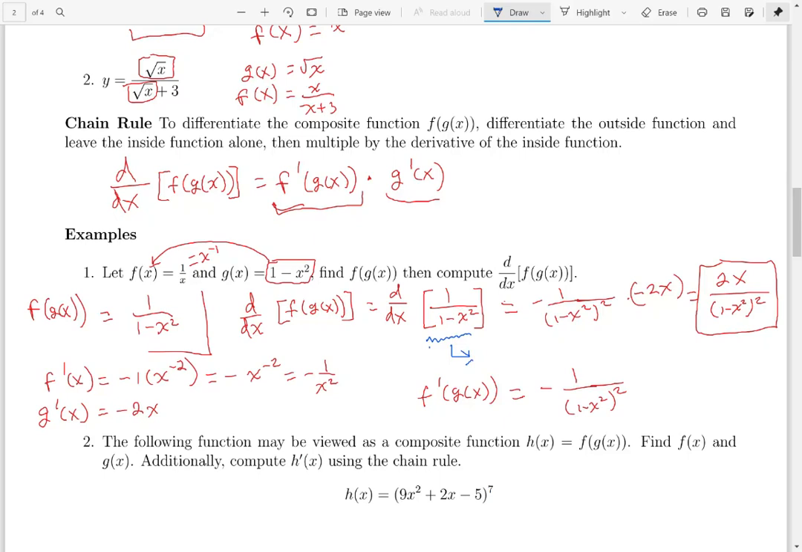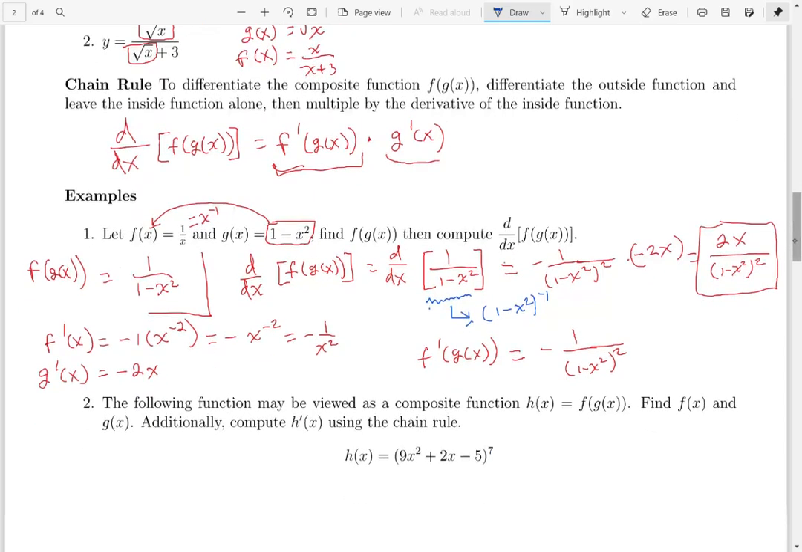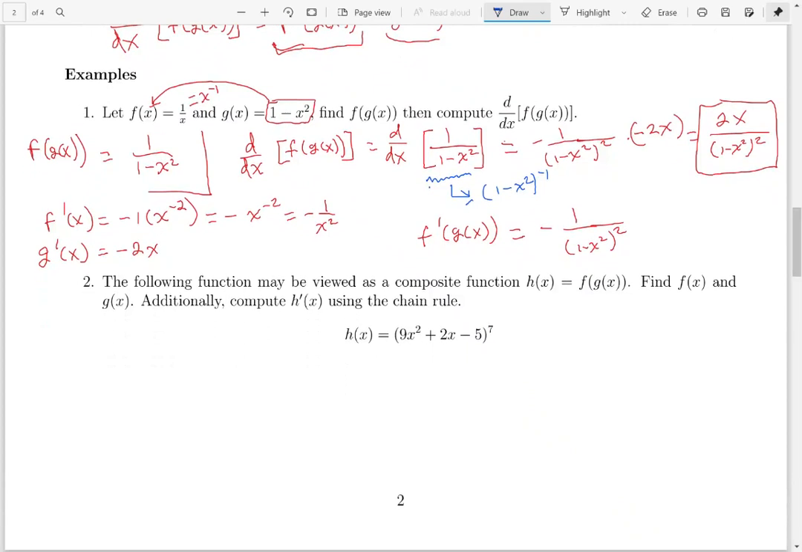And so I'll see that this is really the same thing as 1 minus x squared to the negative first. Then I'll take the derivative of this thing, noticing that my inner function is 1 minus x squared, and my outer function is really this thing raised to the negative first power. And so just pointing out that there's different ways to view this chain rule. Alright, let's try it again.